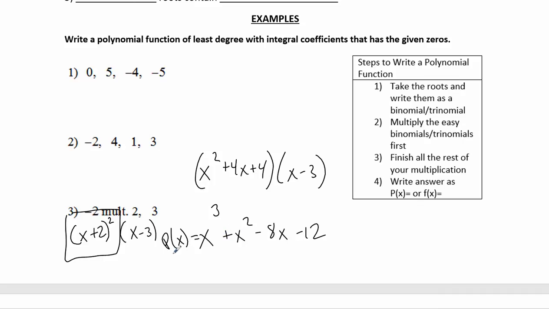Okay, your answer is p of x is equal to x to the third plus x squared minus 8x minus 12. That's your answer for number 3 there. If you multiply these two nomials together, one's a bi and one's a tri, you should have gotten this. If you needed to use a box, again, go ahead and do it. But this is what your answer is. So if you need help, again, go back to 4-2.